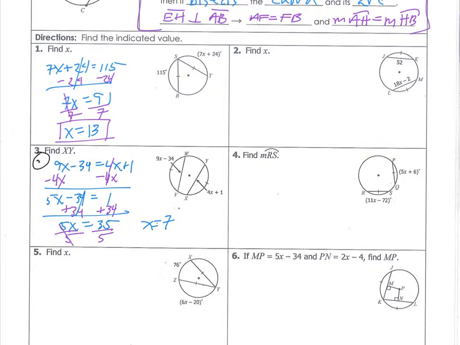So then step 2, we're going to have to plug and chug, right? So we've got the expression for xy is 4x plus 1. So we're going to put the 7 in there. Yep, so we get 28 plus 1, which is 29.